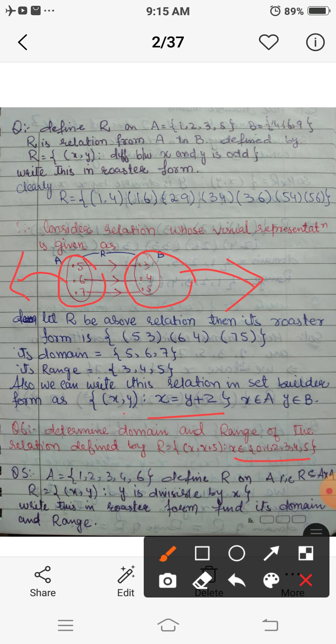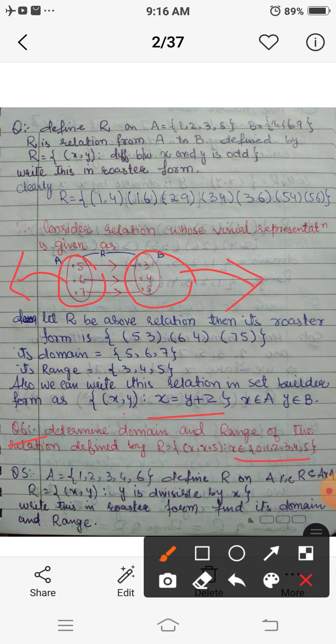When we enlist all the ordered pairs, simply write the domain and range: clearly, domain equals the set of first entries and range equals the set of second entries. So this is a home assignment for you.